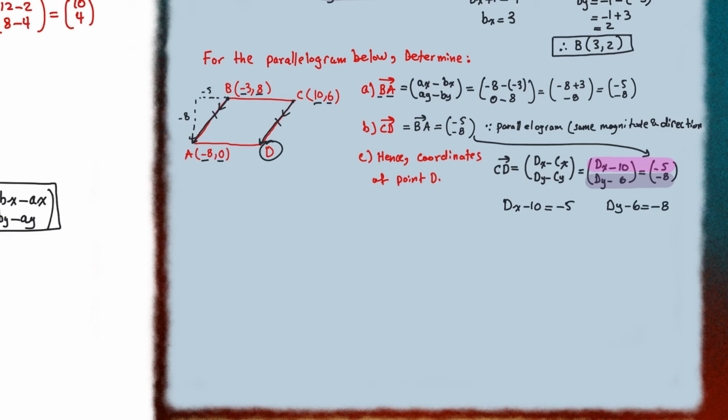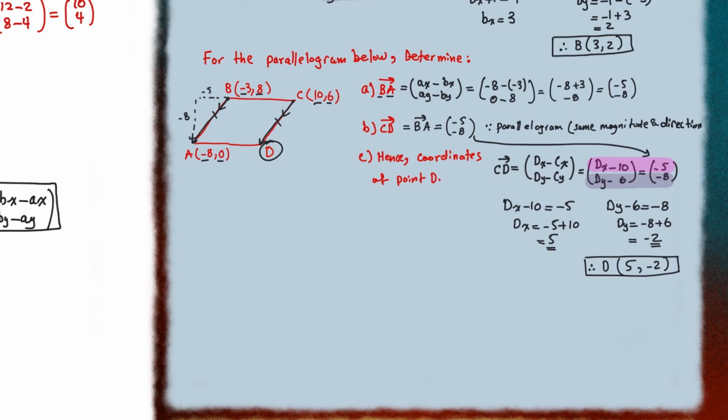So dx is going to be negative 5 plus 10, which is 5, and the y component of point D is negative 8 plus 6, which is negative 2, and we will write this in point form, which is D(5, -2).